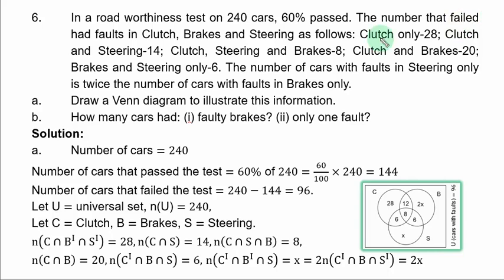Question 6. In a roadworthiness test on 240 cars, 60% passed. The number that failed had faults in crash, brakes, and steering as follows. Crash only is 28, crash and steering is 14, crash, steering, and brakes you have 8 cars, crash and brakes you have 20 cars, brakes and steering only you have 6 cars.